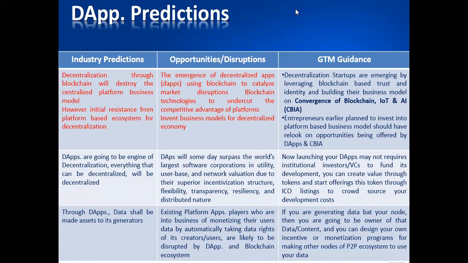So this GTM guidance is here. If you are generating data for your node, then you are going to be the owner of that data content, and you can design your own incentives or monetization program for making other nodes of the P2P ecosystem use your data. So you are the owner, and you start generating revenue out of your own data. You don't become a kind of servant to the big platform owners.